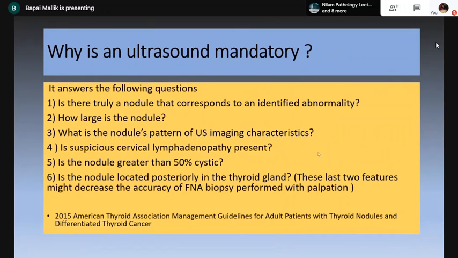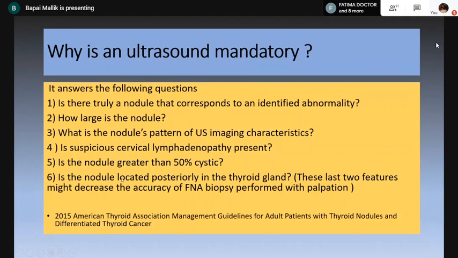So why is an ultrasound mandatory? An ultrasound is mandatory because it answers the following questions. First of all, as I said in the previous slide, it tells you, is this truly a nodule that corresponds to an identified abnormality? It tells you about the size of the nodule. It tells you about the nodule's pattern through its ultrasound imaging characteristics. Is there a suspicious lymph node somewhere? Is the nodule greater than 50% cystic? So primarily whether it is mostly cystic or mostly solid. And is the nodule located in the posterior part of the thyroid gland?